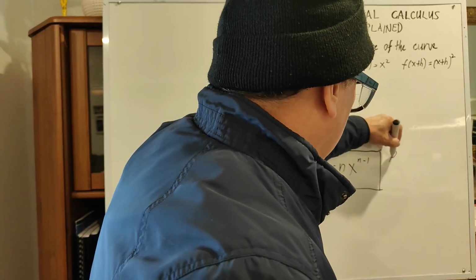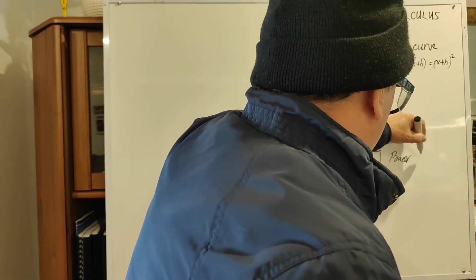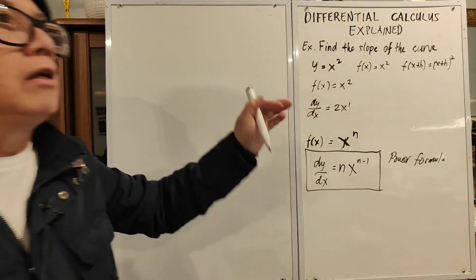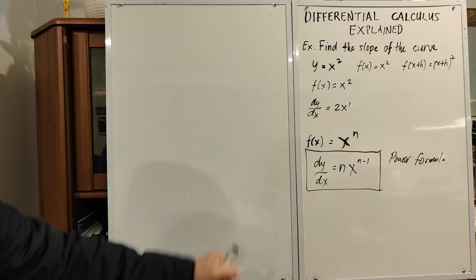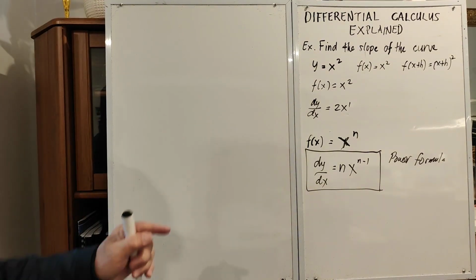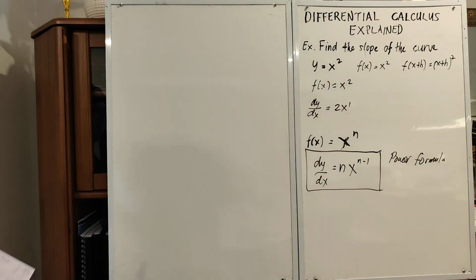This is now called the power formula. You don't need to do the difference quotient formula because there is a shortcut. No need to do the long method. Use this formula to solve for the slope.